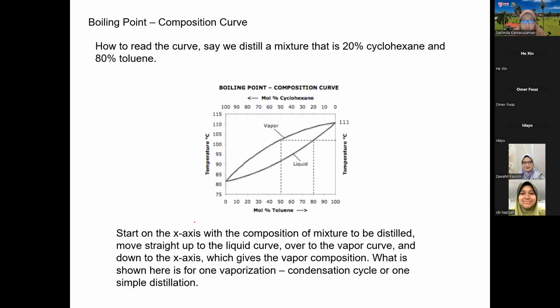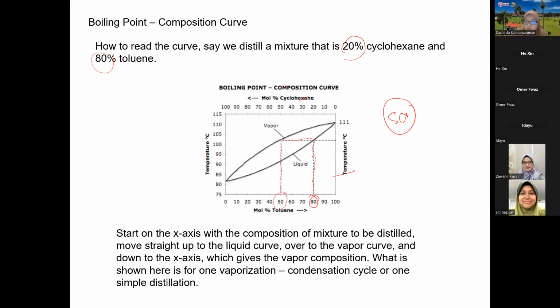and not time consuming. When we talk about simple distillation, based on the graph we can also predict. For example, you have 20% cyclohexane and 80% toluene. So you know this is 80%, and you can draw to the liquid line, because the bottom is liquid and the top is vapor. From that, you go through the graph to the vapor region, and then going back, you can see that the answer is 50%.